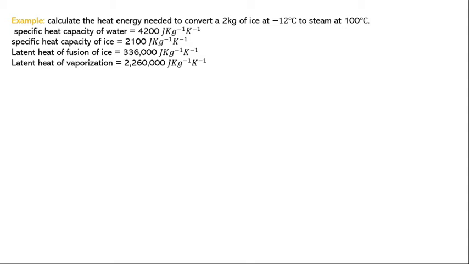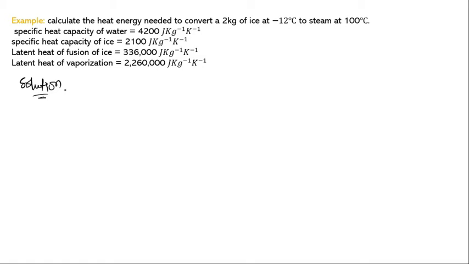We are given the specific heat capacity of water to be 4,200 joules per kilogram per Kelvin, the specific heat capacity of ice to be 2,100 joules per kilogram per Kelvin, the latent heat of fusion of ice to be 336,000 joules per kilogram, and our latent heat of vaporization to be 2,260,000 joules per kilogram. So let's look at the solution for this example. Let's write down the solution.